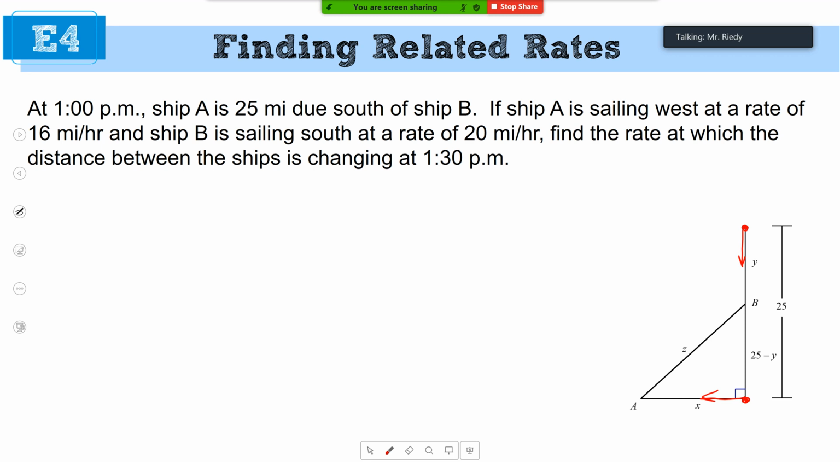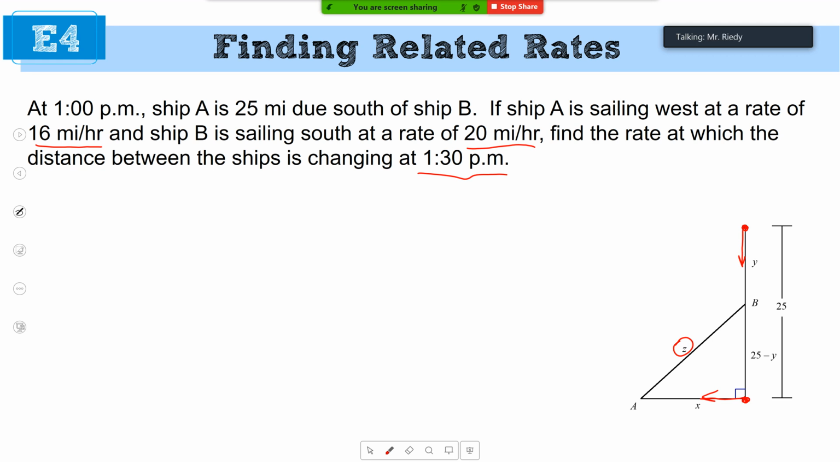And as they move, they have some distance between them that is going to change over time. It'll get bigger, it'll get smaller, who knows? That's what we're going to calculate. So there's a whole bunch of chunks of information in here. For instance, 20 miles per hour for B, 16 miles per hour for A, and then some time that we need to work out here.